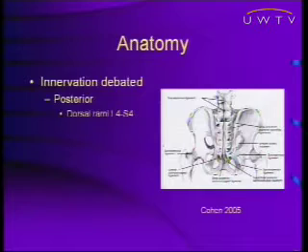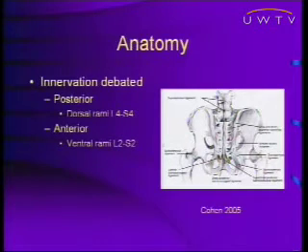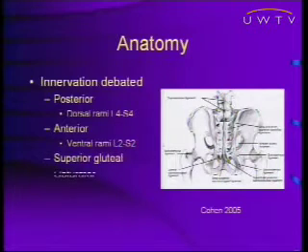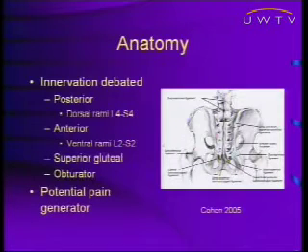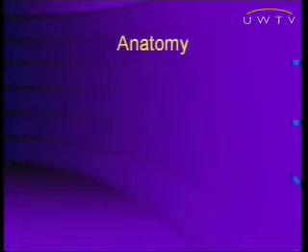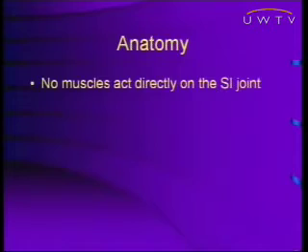There's thought that the posterior innervation comes from the dorsal rami of anywhere from L3 to S4, with disagreements amongst different authors and researchers. Anteriorly, the ventral rami from L2 to S2 may provide sensation. Some authors have suggested the superior gluteal nerve and the obturator nerves also provide sensation to the joint. Regardless, given all the innervation, the SI joint clearly is a potential pain generator and can be a cause of low back pain.